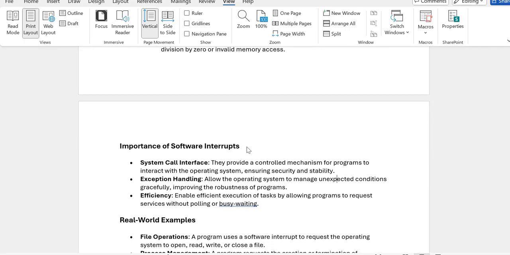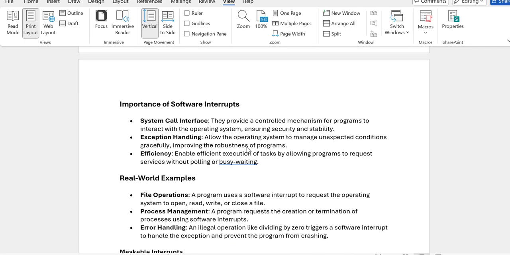Importance of software interrupts. System call interrupts: they provide a controlled mechanism for programs to interact with the operating system. Exception handling, allowing the operating system to manage unexpected conditions gracefully, improving the robustness of programs. Efficiency: software interrupts enable efficient execution of tasks by allowing programs to request services without polling or busy waiting.